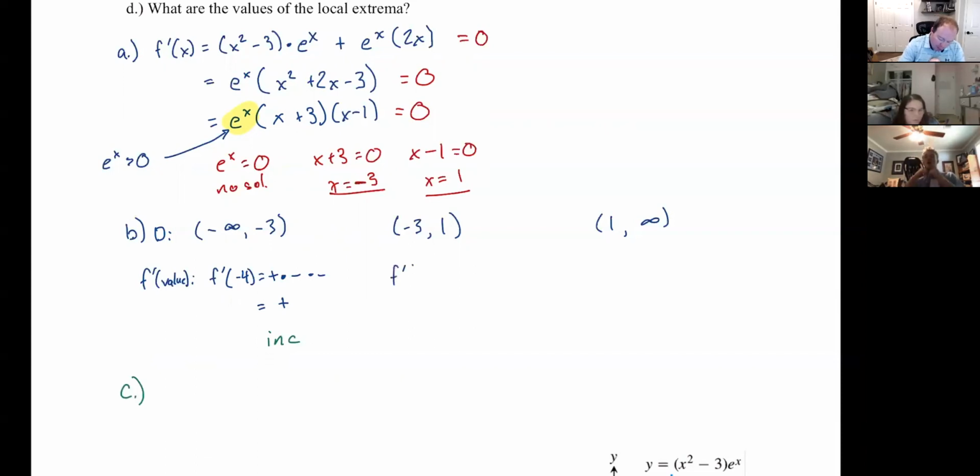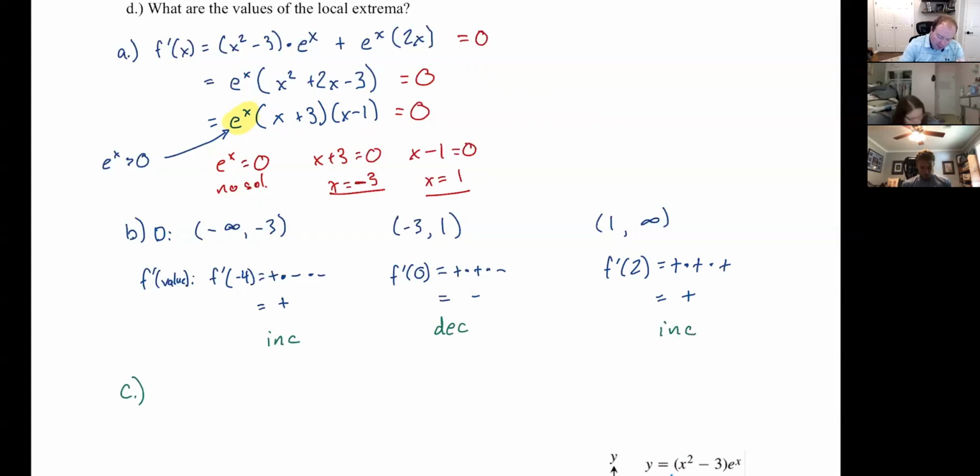So if we do f prime of 0, I'm going to take the opportunity to use 0 whenever I can. When I plug in 0, this is positive, and this is negative. So it's positive times negative, which is negative. So we'll be decreasing on this second interval. Then lastly, I'm going to pick f prime of 2. This is going to be positive, this will be positive, and this will also be positive. So it's a positive times a positive times a positive, which is positive. So we are going to be increasing.